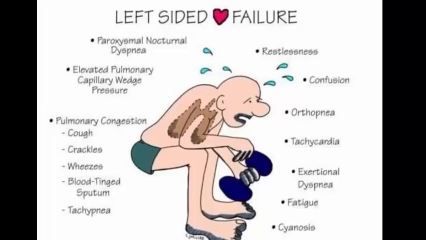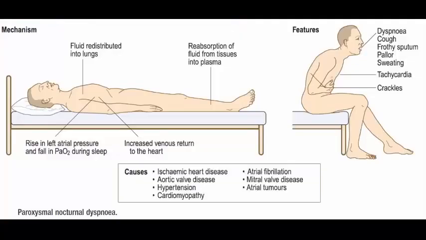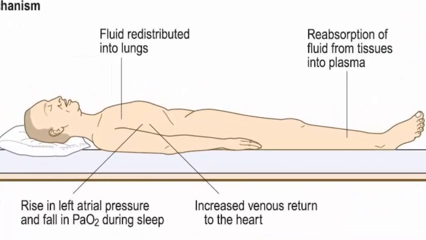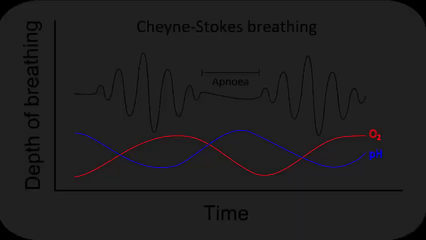Other symptoms may include orthopnea. Lying down increases the venous return to the heart and provokes breathlessness. Patients may prop themselves up with pillows to prevent this. Paroxysmal nocturnal dyspnea, or PND. In patients with severe heart failure, fluid shifts from the interstitial tissues of the peripheries into the circulation within 1 to 2 hours of lying down. Pulmonary edema develops, causing the patient to wake and sit upright, profoundly breathless.